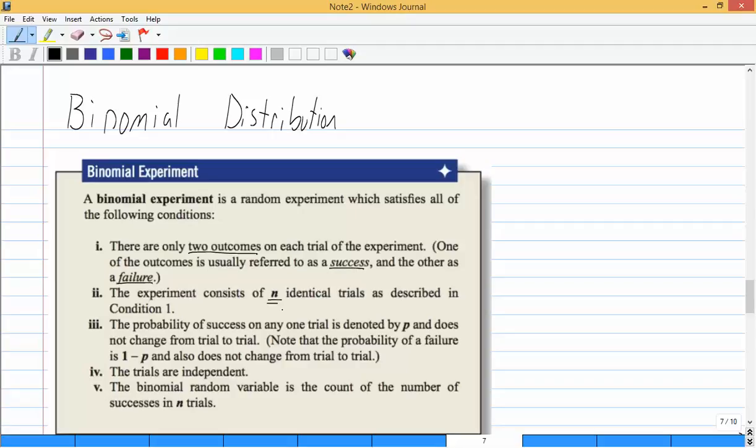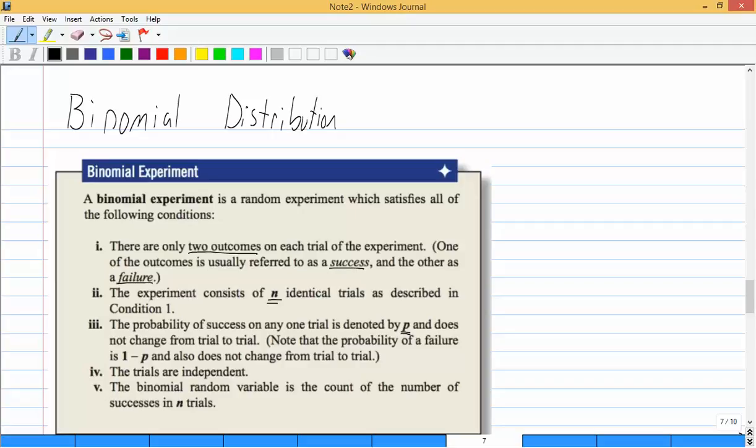N would represent the number of identical trials. The probability of success on any one trial is denoted as P. So P, lowercase p, that's going to be the probability of success.